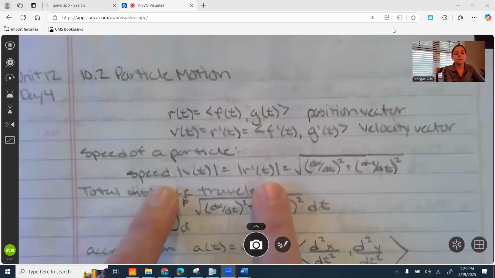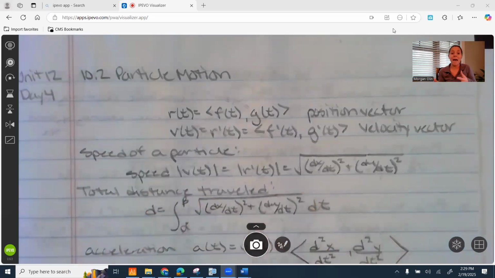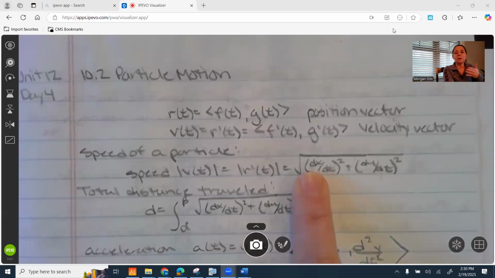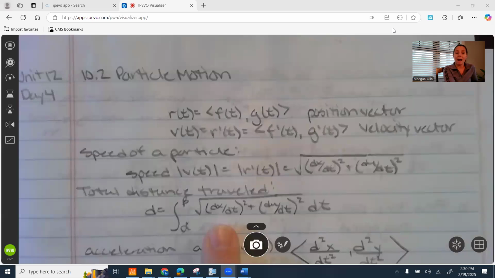We saw something similar to this on the first day when we talked about vectors and magnitude. This is kind of the same formula for magnitude as well. Now, total distance traveled is basically the same thing, but you're doing the integral of speed. And think about it, speed would be miles per hour, so if I integrate miles per hour, it's going to take me back to miles, which would be my distance.